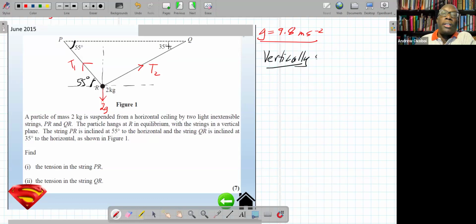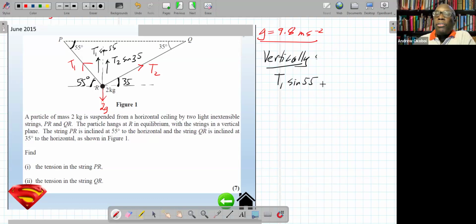And this angle here is 35, so this angle here is also 35. So if I'm resolving vertically, I'm going to say T1 sine 55, because I'm moving away from this 55 angle by going up like this. So this will become T1 sine 55. Then T2, same thing, it will go up. So this is T2 sine 35.